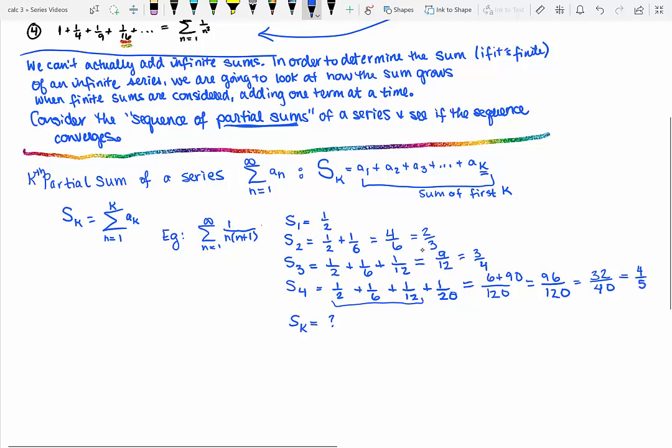So what we actually see is it looks like the sum of the first n terms might be the quotient of consecutive numbers. And notice here the numerator is 1 for the first partial sum, 2 for the second, 3 for the third, 4 for the fourth. And so it looks like possibly the formula here is that the sum of the first k terms might be k over k plus 1. We're going to be able to check that and see if that makes sense. Additionally, we're going to look and see whether or not that means it converges.